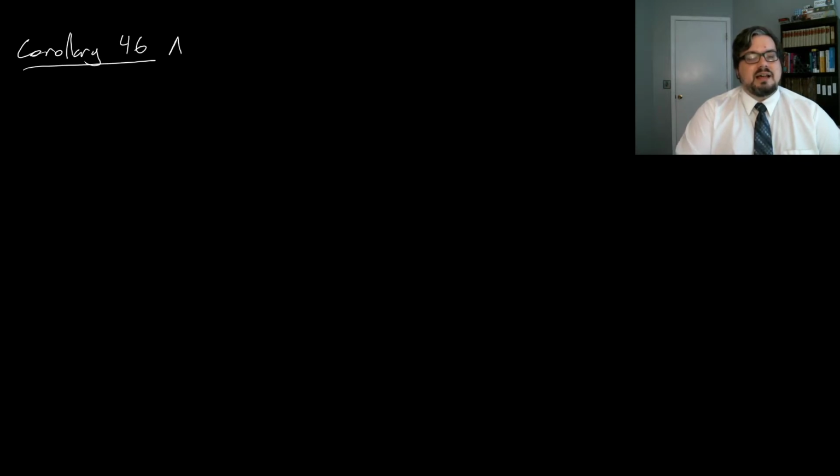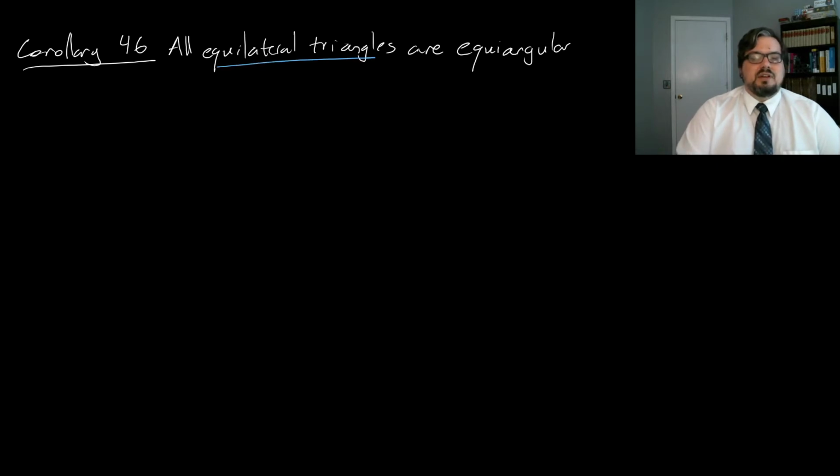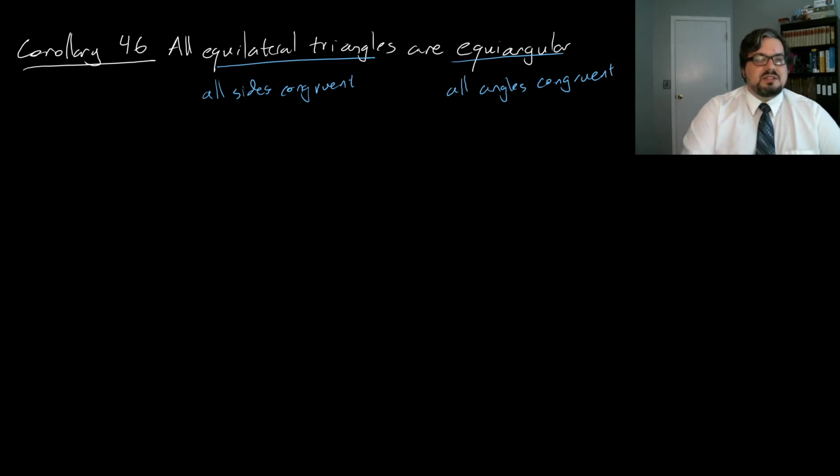Corollary 46 states that all equilateral triangles are equiangular. So equilateral means all sides congruent. Equiangular means all angles congruent. And this one's not too hard to see. We won't even write down the proof of this. We'll just talk it through.